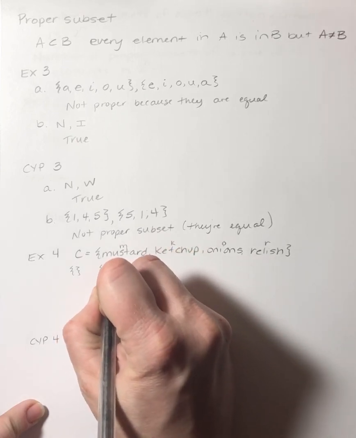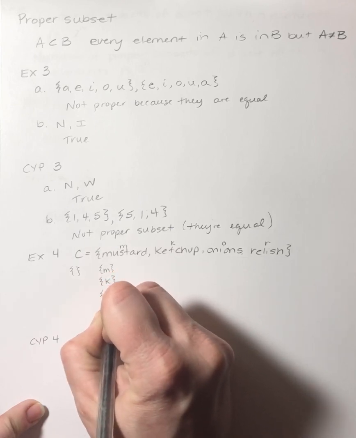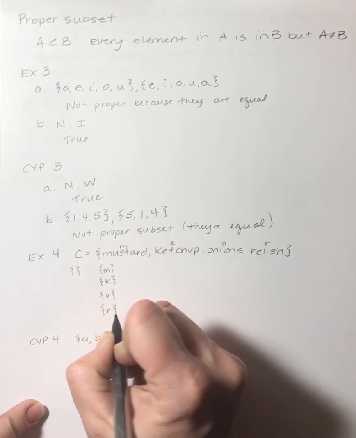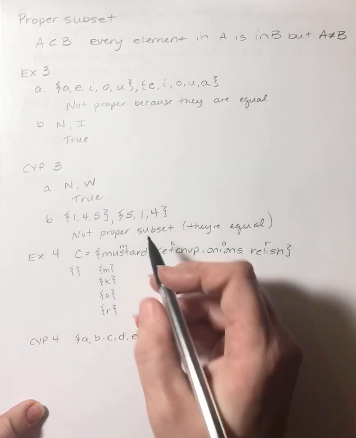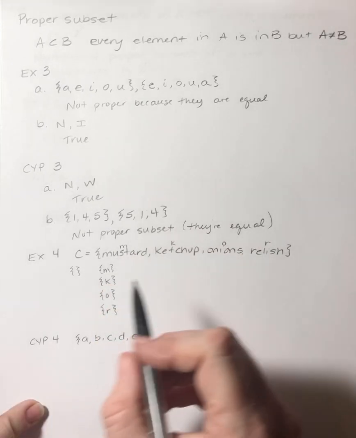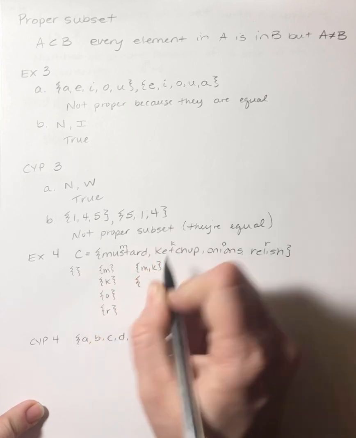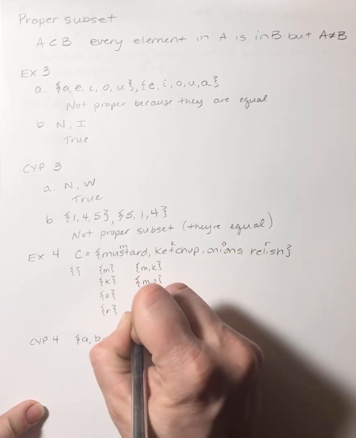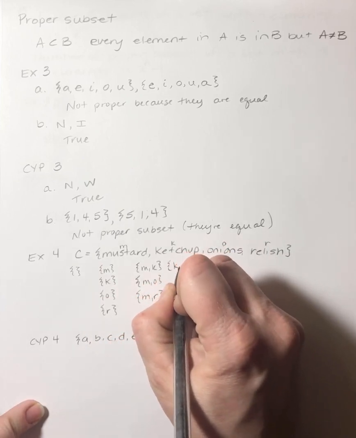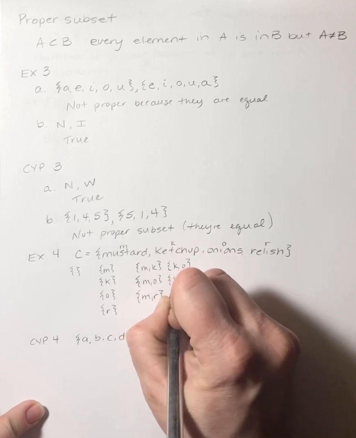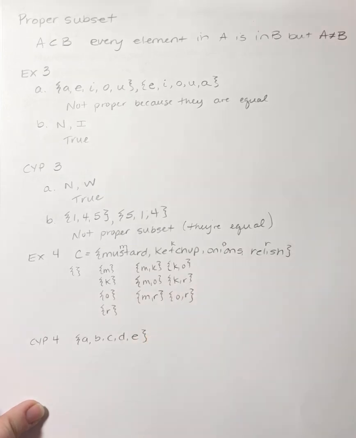Then we can have M by itself, we can have K by itself, we can have O by itself, and we can have R by itself. Now here's where it gets tricky. You have to find all of the 2 condiment combinations that you can find. So I can have MK, I can have MO, I can have MR, I can have KO, I can have KR, and I can have OR.